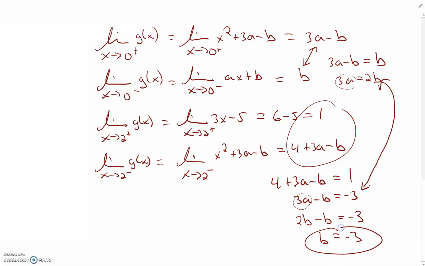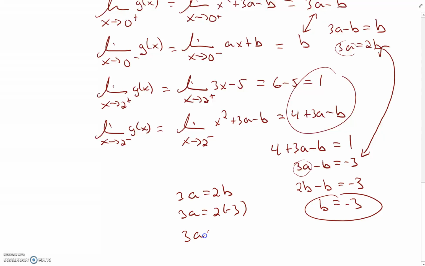Okay, we're getting someplace. And then we have 3a equals 2b, so plug b there, so 3a equals 2 times negative 3. So 3a equals negative 6, so a has got to be negative 2. So there's the two letters that make those limits equal each other. Solving those two systems, that's a little tougher one.